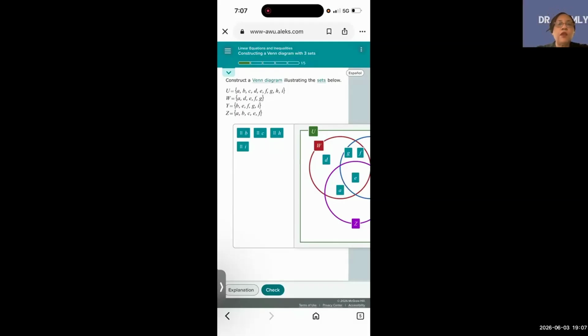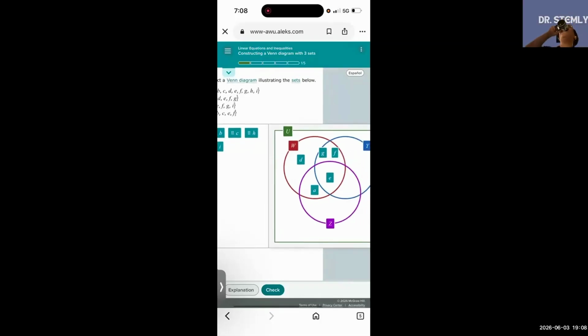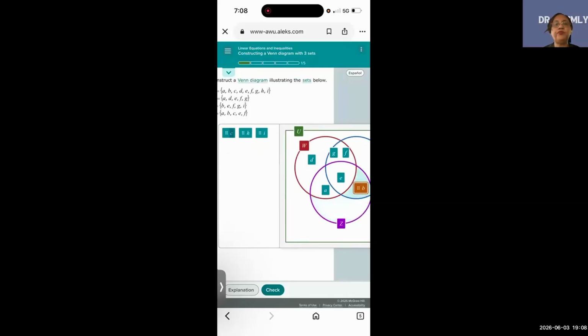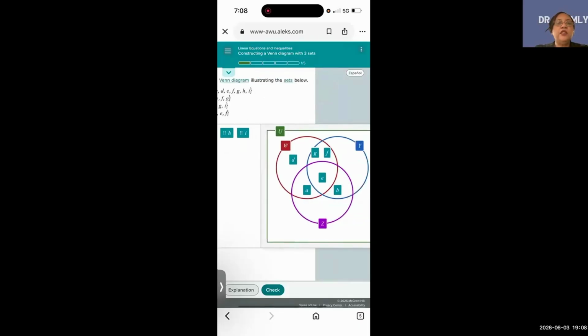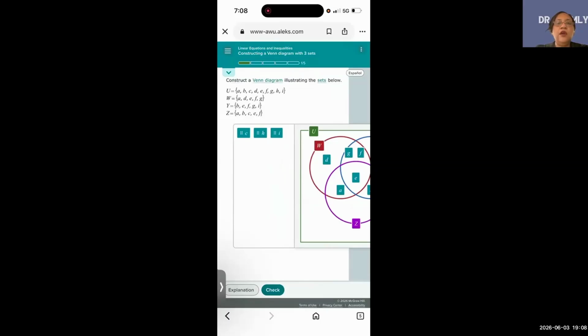Now let's work on Y. So Y has B, E, F, G, I. Does any other set have B in it? So then where should B go? What's next for Y? Is E already taken care of? Now, F, is F in the right spot?